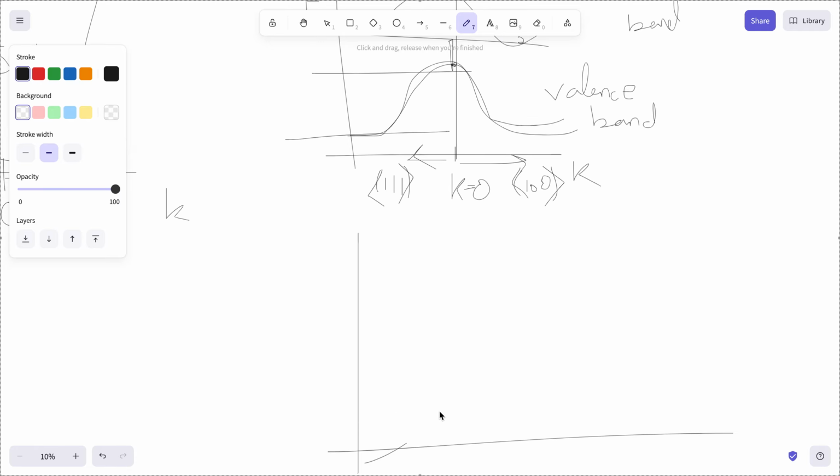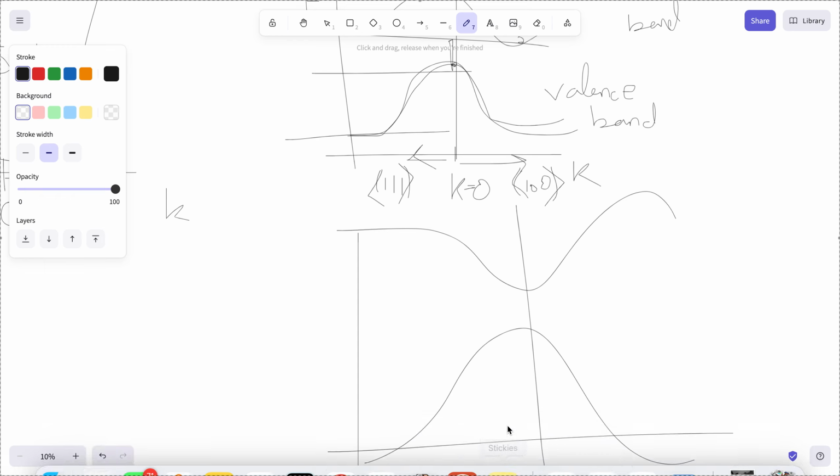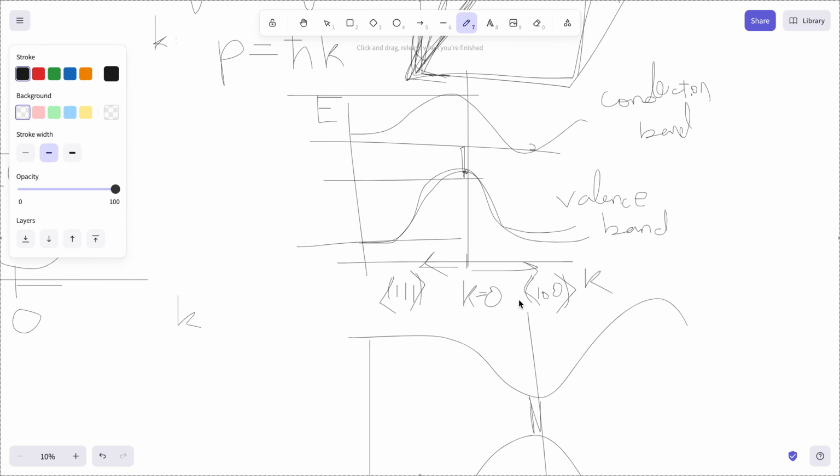We can also draw a direct one, something like this, where the minimum and maximum are at k equals 0. And gallium arsenide actually has this property of having a direct band gap, which is part of the reason it's used in LEDs. This is the band diagram, which is so important to understanding the properties of semiconductors.